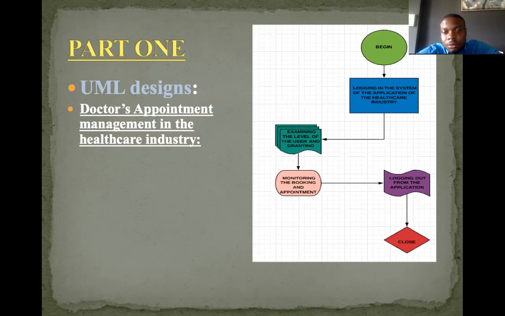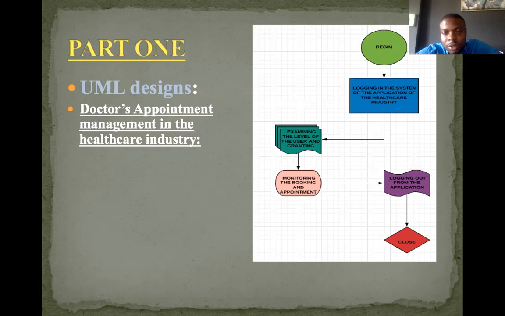It goes next to monitoring the bookings and appointments. So the user has the access now, so he or she can monitor the bookings and the appointments that are being created for the doctor's schedule. And how do they do that? How do they book the appointment? They check the schedule to see which slot is open, and then they book appointments based on the schedule.